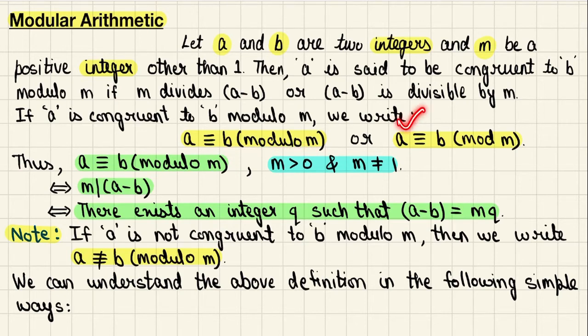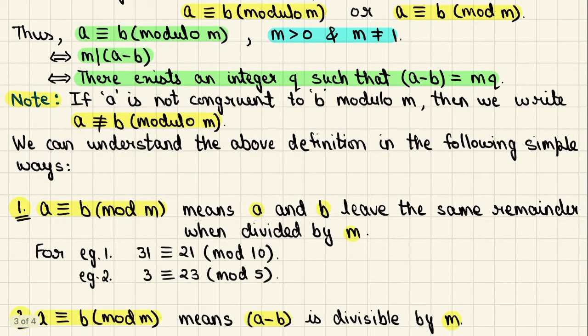or you may simply say it as a is congruent to b mod m, where m is an integer but m should be greater than 0 and m is not equal to 1. A and b are also integers. So we can say here that a is congruent to b modulo m means m divides a minus b, or you can say there exists an integer q such that a minus b can be written as m times q. Let us try to understand this with an example.